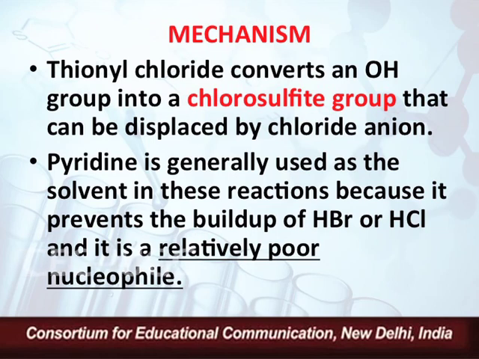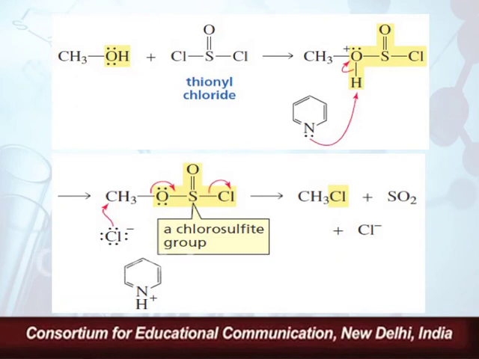Pyridine is generally used as the solvent in reactions of alcohols with phosphorus halides and with thionyl chloride because it prevents the buildup of HBr or HCl, and it itself is a relatively poor nucleophile. So if we look into the mechanism of the reaction, here again, the lone pair of electrons on oxygen will act as a base and form a bond with the sulfur, which is sulfur of thionyl chloride, which is electrophilic in nature, resulting in the formation of a complex.